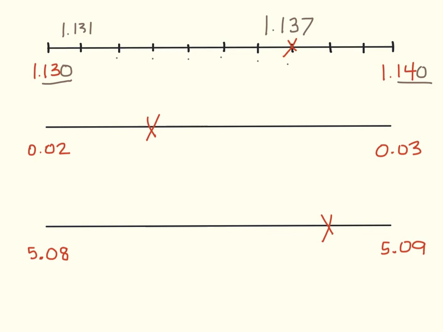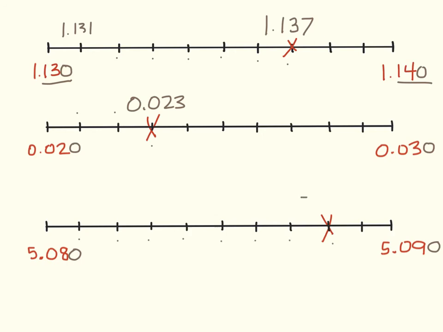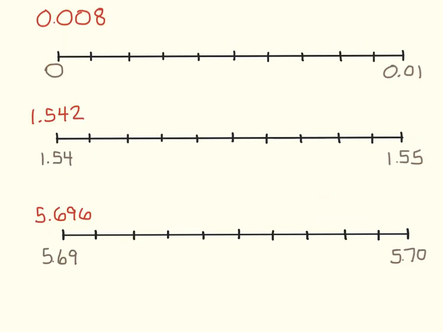On the next one, I'll also add zeros to the end. So this is 20 thousandths and 30 thousandths. So this would be 21 thousandths, 22 thousandths, 23 thousandths. So this number would be 0 and 23 thousandths. Down here, sticking my zeros on the end, I have 80, 81, 82, 83, 84, 85, 86, 87, 88. So 5 and 88 thousandths.